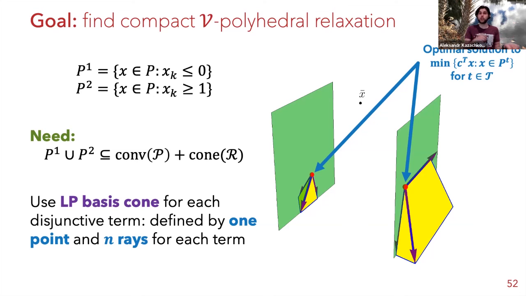Dual degeneracy, on the other hand, is another interesting one, where maybe you have multiple cones you can use, and figuring out which of those cones is the best one, I don't know. We just select one of them.